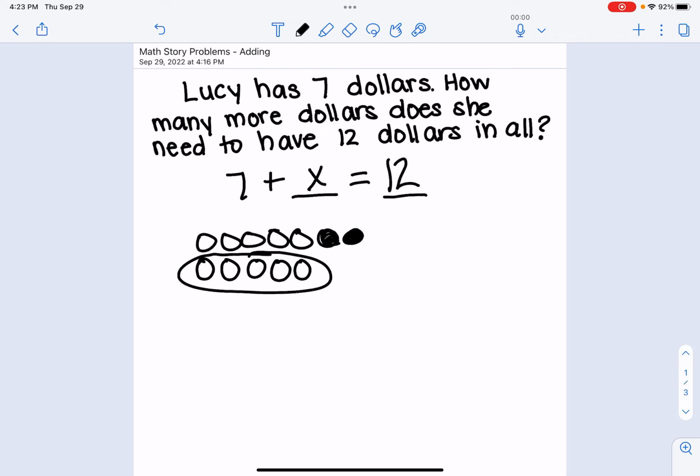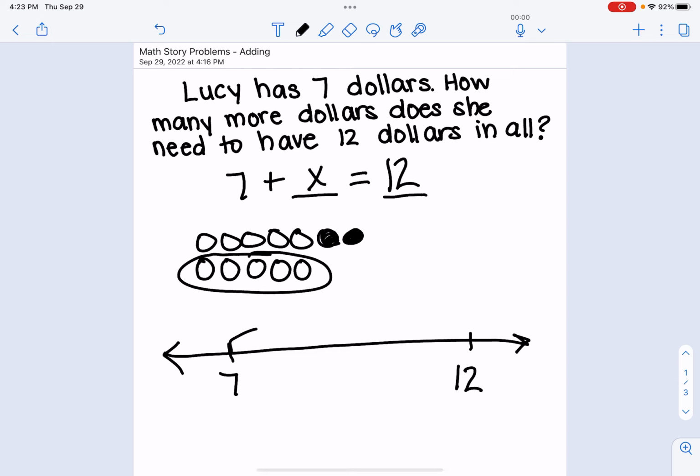But eventually we want them to move away from just having to draw out these pictures one by one like that. We want them to think about other strategies. For example, a number line is a way they can model their thinking. And starting at 7, well, I know that I need to get to 12, and I need to know how many more is needed.